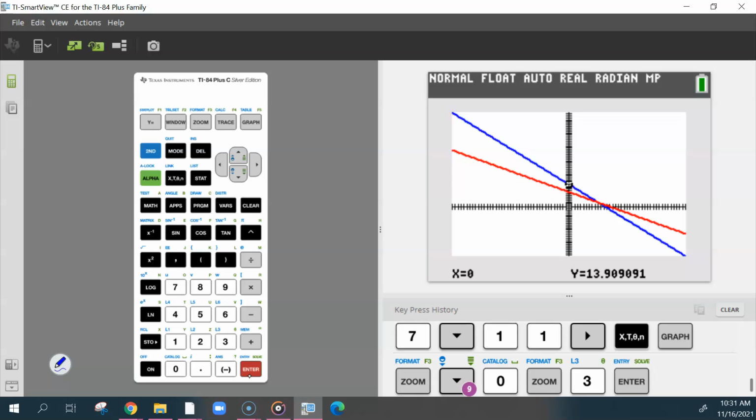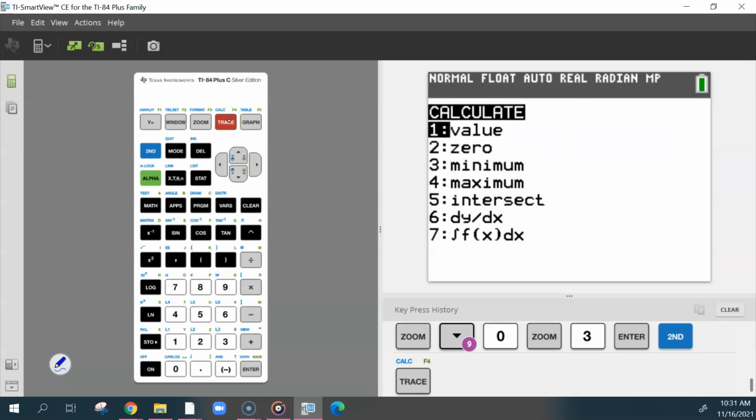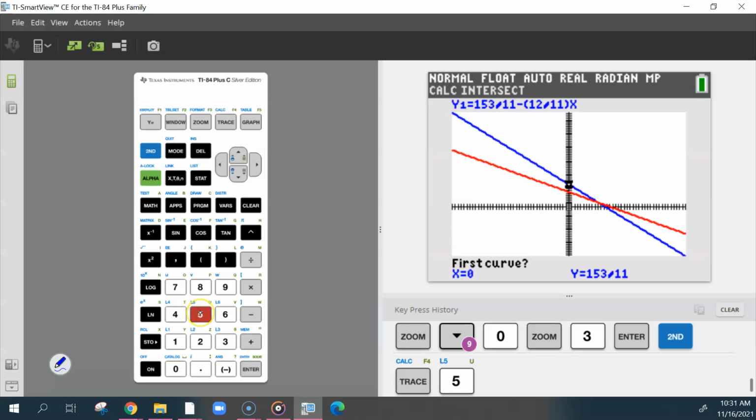Then you need to find your intersection, which is in calculate above trace, the second trace. When you're in second trace, you go down to intersect because you're looking for where they cross. Second trace. And all of these buttons are down here.